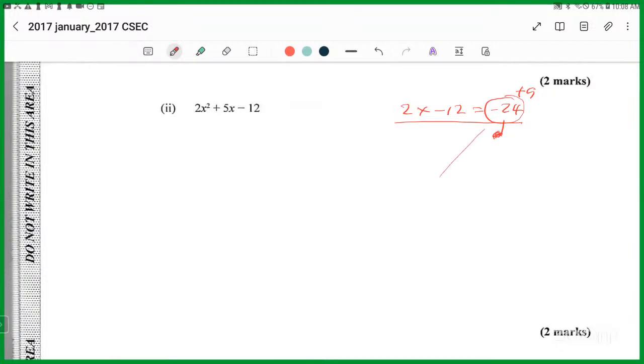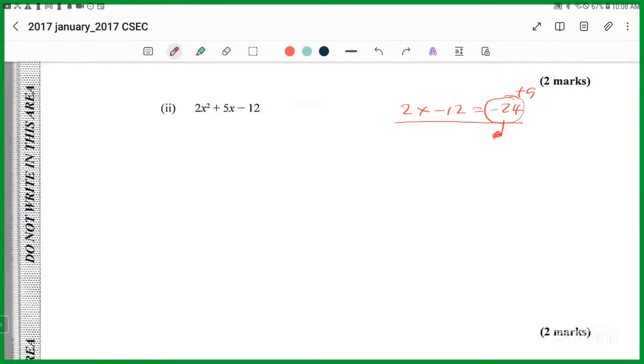Remember, since the product must be negative, one factor will be positive and one will be negative. Let me say that again. Since the sum of the factors of negative 24 must be positive, I give the larger factor the positive sign. And remember, for the product of a negative number, one factor will be positive and one will be negative. All right, and if you can't see that it's 3 and 8, you can go down the list of factors and try them.